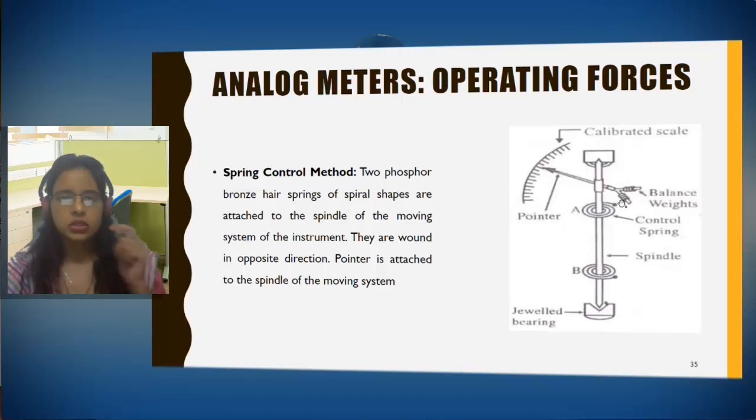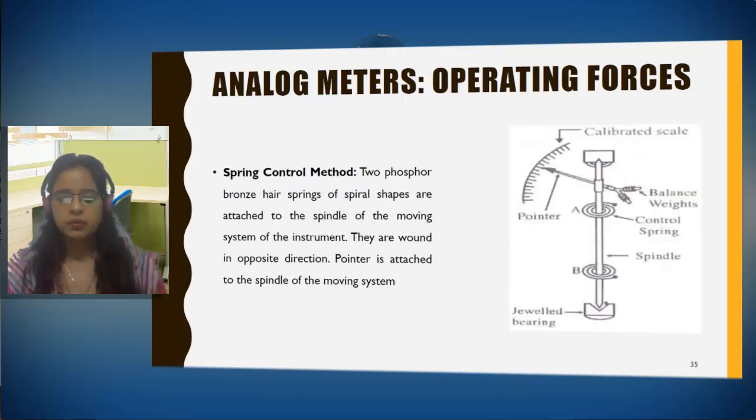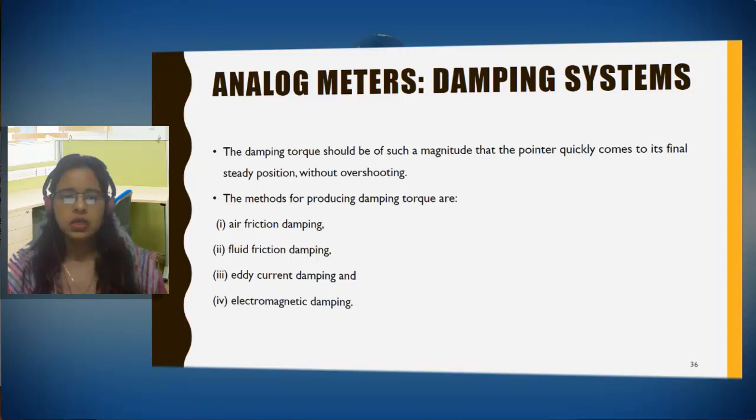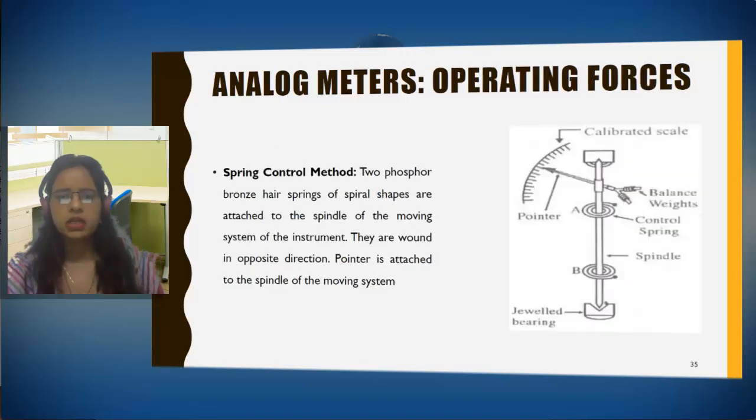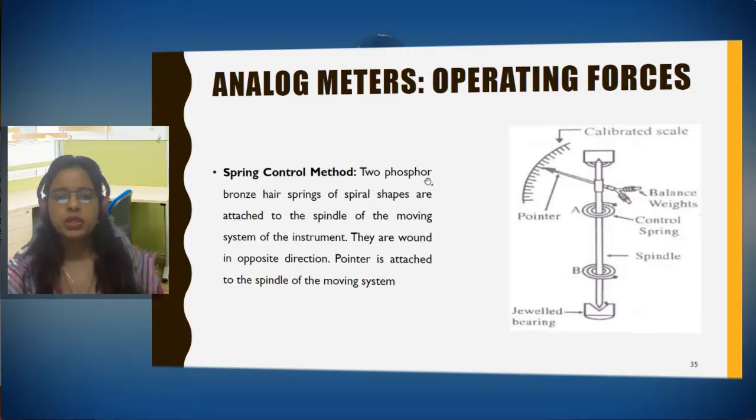So this was all about the operating forces. Spring control and gravity control, these are the two methods. Next we'll come to the damping system. But the damping system I will cover in the next video. All together there are 4 damping systems. I will explain all of them in the next video. So I'll stop here.